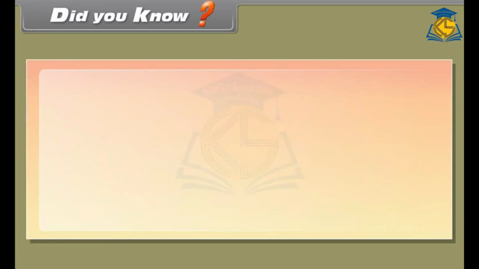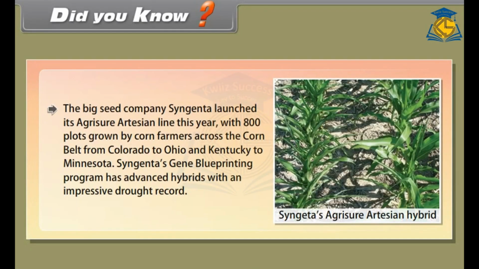Did you know? The big seed company Syngenta launched its Agrisure artisan line this year with 800 plots grown by the corn farmers across the Corn Belt from Colorado to Ohio and Kentucky to Minnesota. Syngenta's gene blueprinting program has advanced hybrids with an impressive drought record.